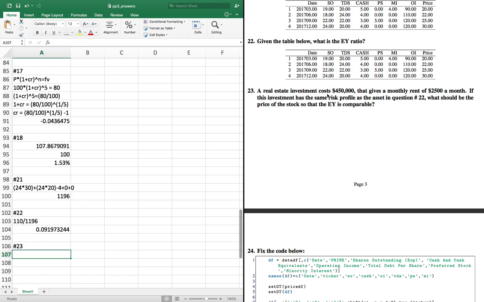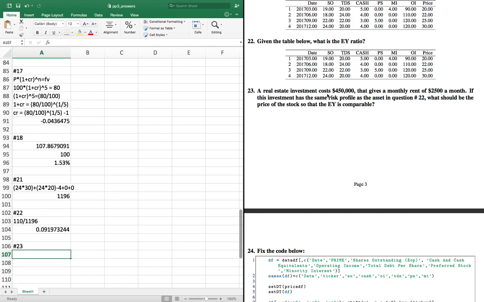Because I say same risk profile, what I mean is it has the same level of uncertainty as the other investment. My cash flow, my risks, everything is the same. I can compare them apples to apples, right? What should be the price of the stock so that the earnings yield of this real estate investment is comparable to the stock in my previous question? All right, here we go. What should the price be of the stock?